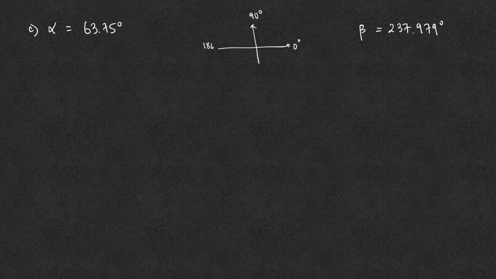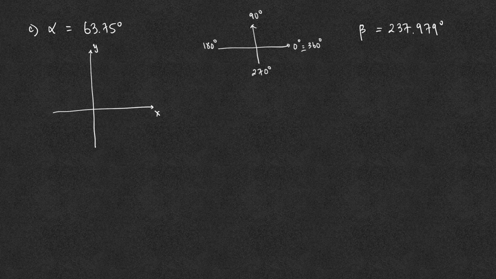Part C. To sketch these angles, keep in mind that this is 0 degrees, this is 90 degrees, this is 180 degrees, a straight angle, this is 270 degrees, and this is 360 degrees. To sketch the angle is to position it in the standard position, where the initial side is the positive horizontal axis and the terminal side opens up to the measure of 63.75 degrees in this case.